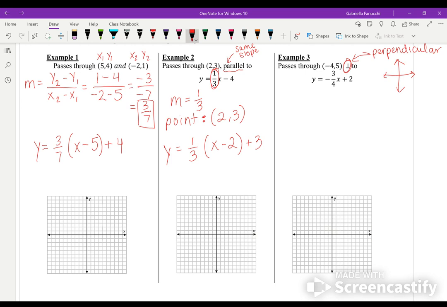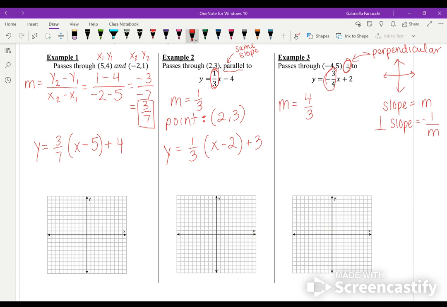So if our slope is normally, this is the original slope, let's say this is m, a perpendicular slope is going to be the reciprocal, so 1 over m, and the opposite sign. So if it was a negative slope, it's going to be positive. If it's a positive slope, it's going to be negative. And you flip it. So if our original slope was negative 3 over 4, our perpendicular slope now is going to be a positive 4 over 3. So flip it.